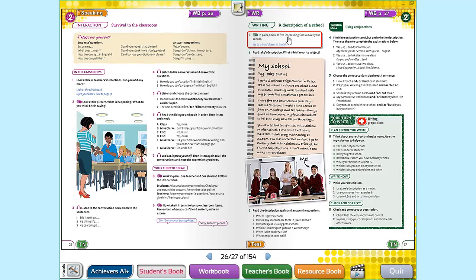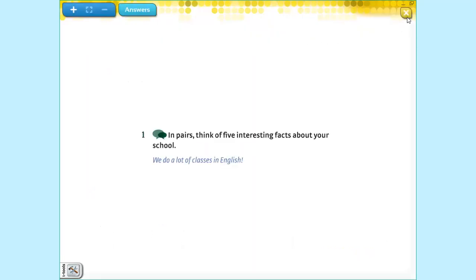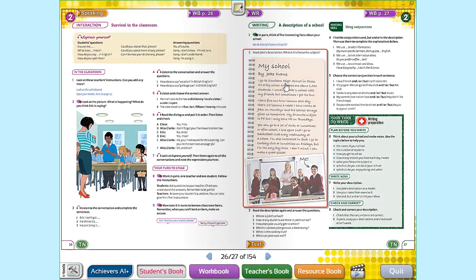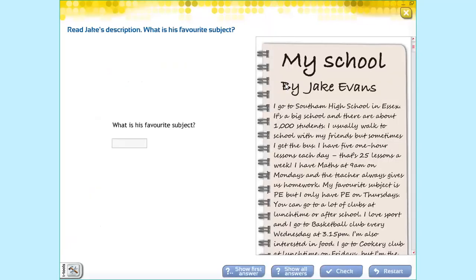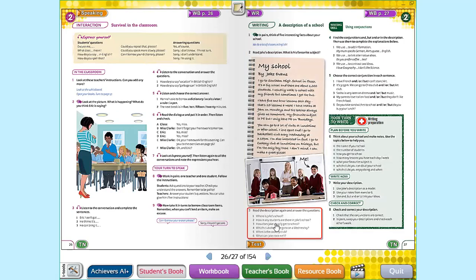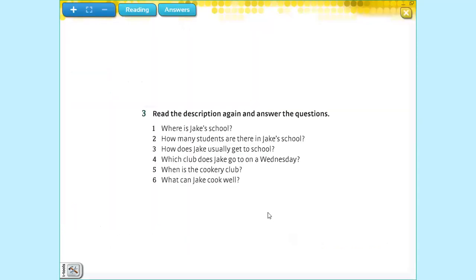Now we have the writing part, description of a school. Here, this one. It says, read Jake's description. What is his favorite subject? My School by Jake Evans. Okay, read please. And you have to write down his favorite subject: math, English, geography, PE, etc. Read it, okay? And complete.